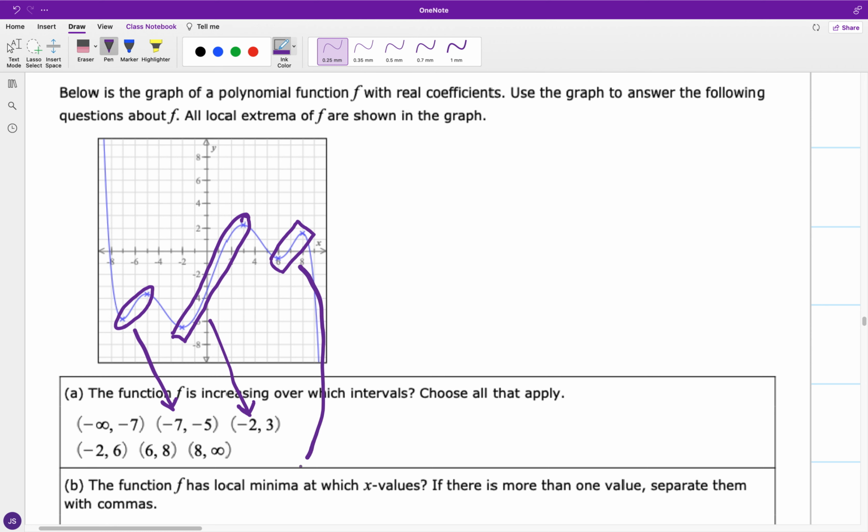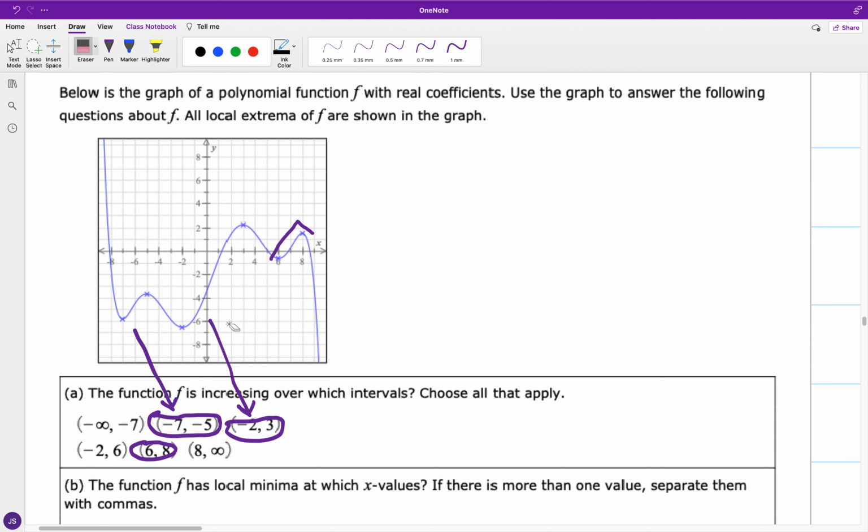So in terms of which of the intervals, you have between -7 and -5, and also between -2 and 3, and also between 6 and 8. Those are the only 3 interval locations that signify that the function is increasing.